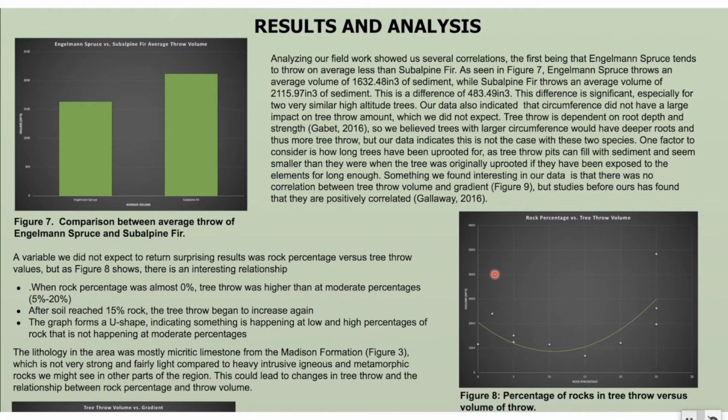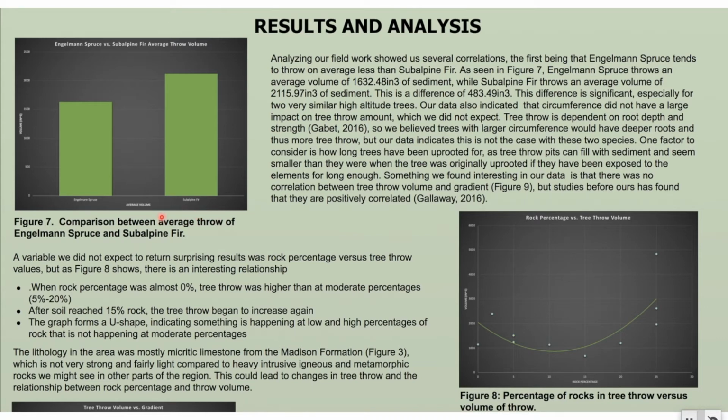This is our results and analysis, and through analyzing our fieldwork, we actually found several correlations. The first of them being that Engelmann spruce, one of the two tree species that we measured, throws on average about 483.49 cubic inches less than subalpine fir.